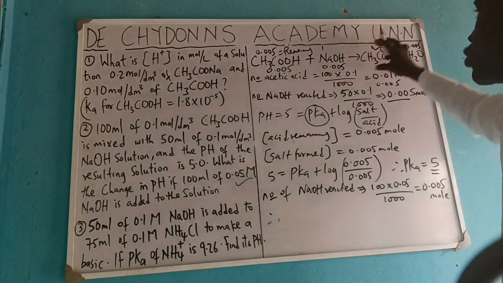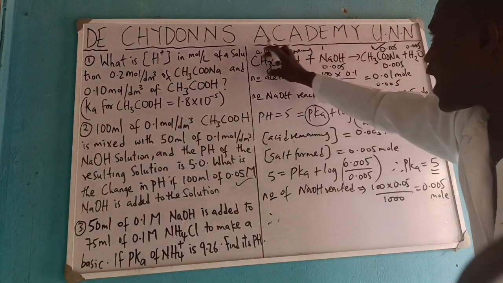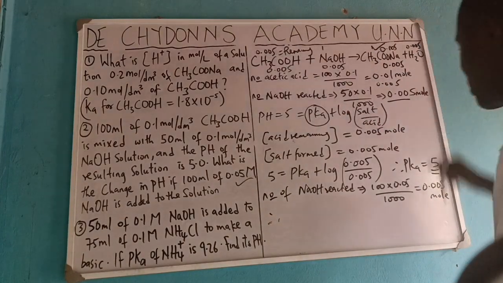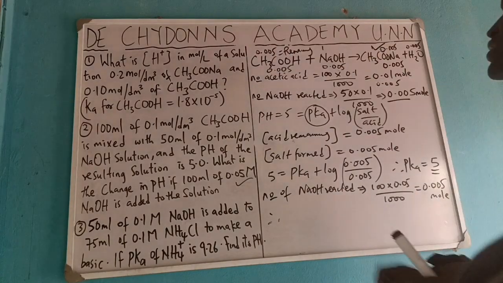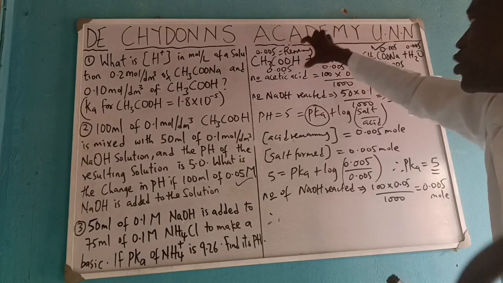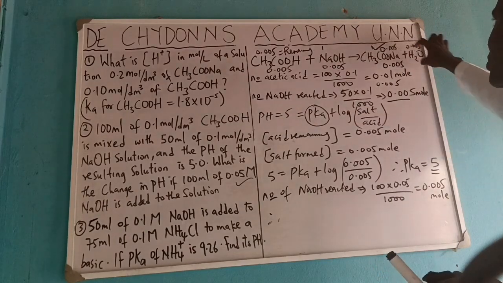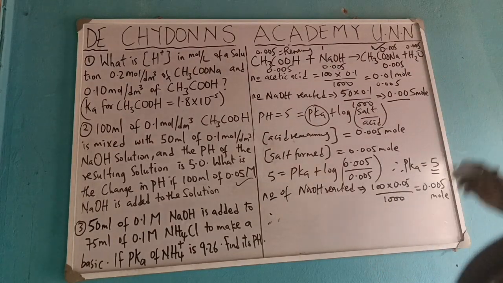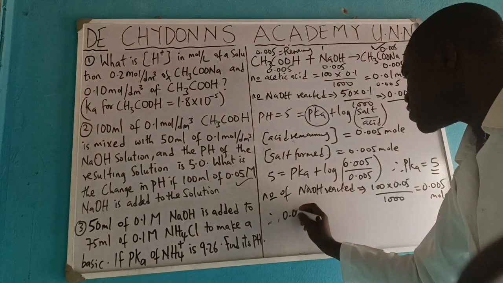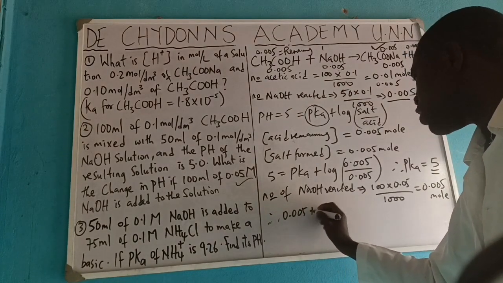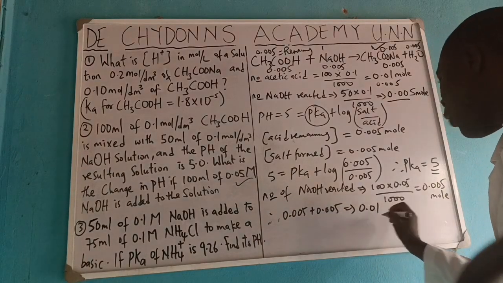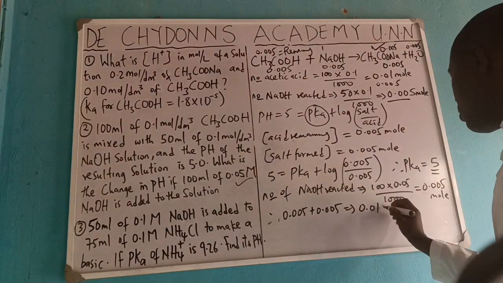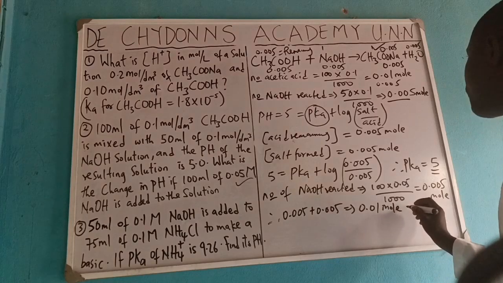Therefore, what you'll be seeing here now is that there will be no acid remaining because the second sodium hydroxide has neutralized the remaining acid. No base remaining, no acid remaining. Only salt and water is what we'll be getting. You will be having 0.005 plus 0.005, which gives you 0.01 mole of salt.